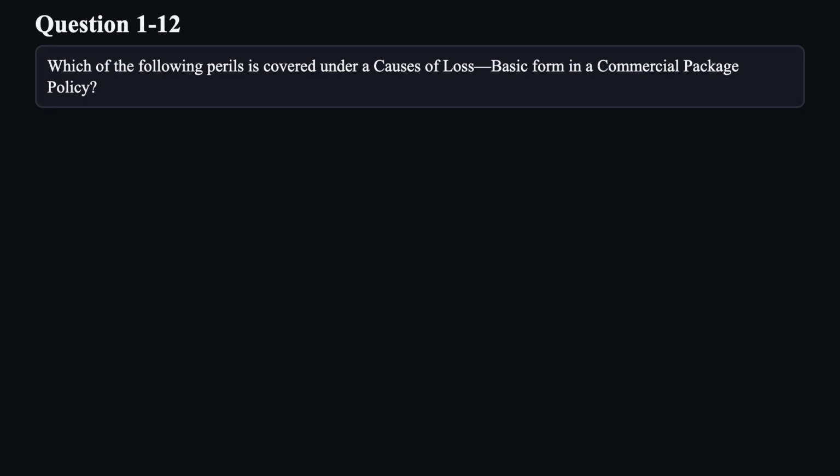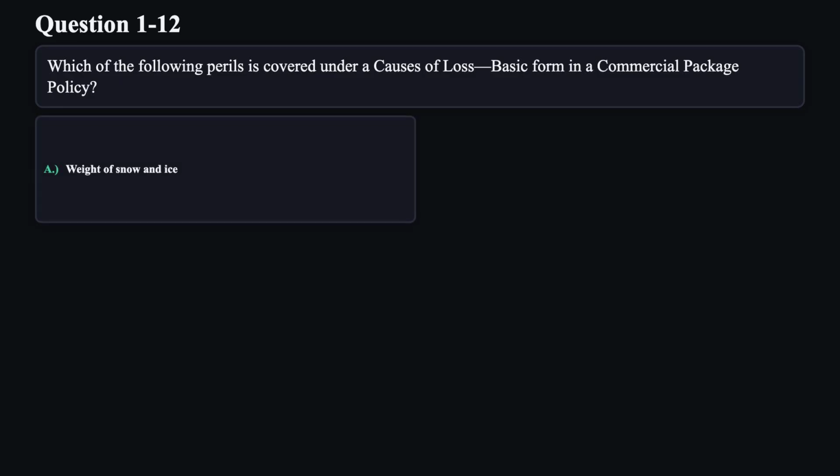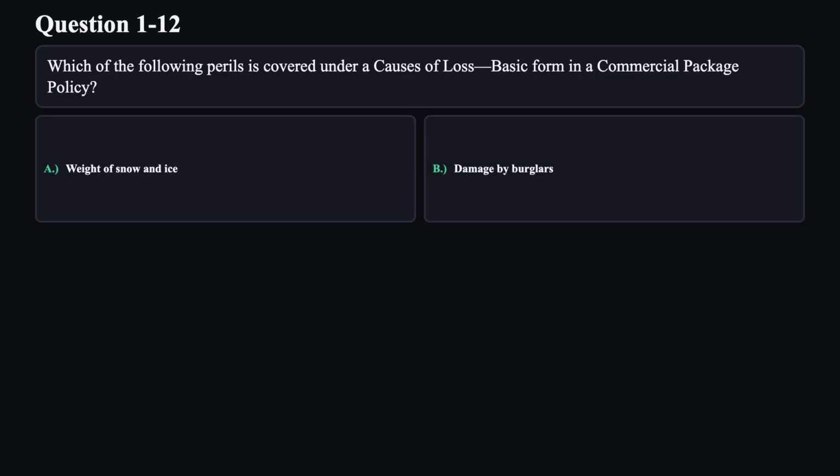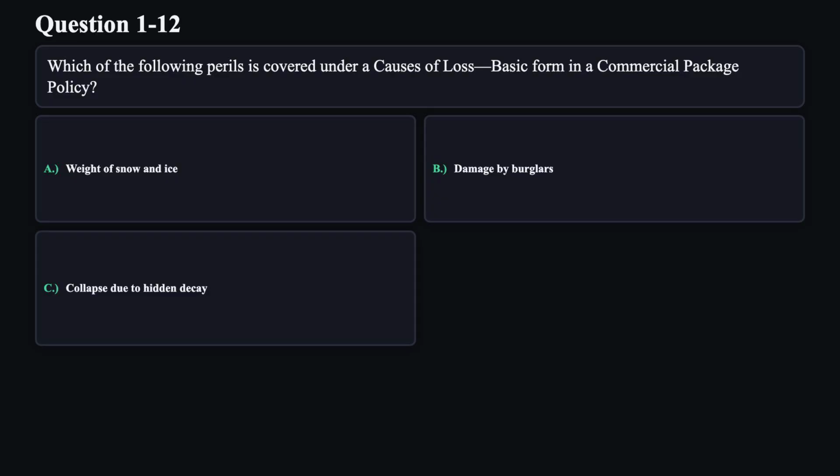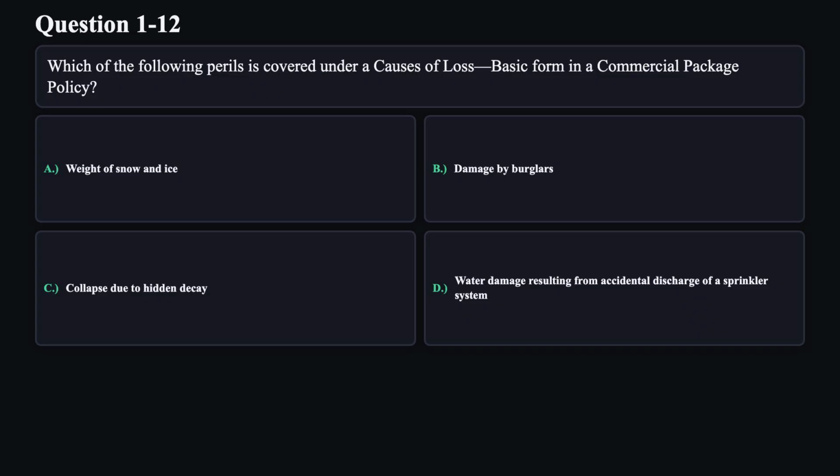Question 12. Which of the following perils is covered under a causes of loss basic form in a commercial package policy? A. Weight of snow and ice. B. Damage by burglars. C. Collapse due to hidden decay. D. Water damage resulting from accidental discharge of a sprinkler system.